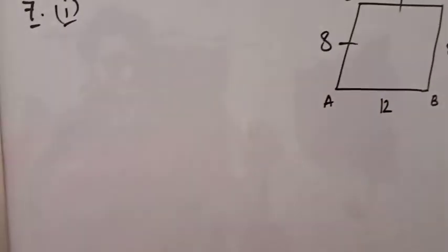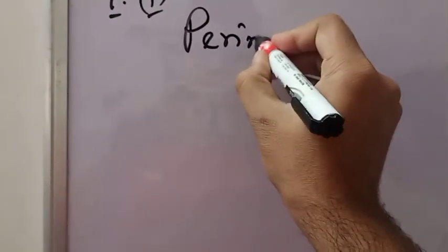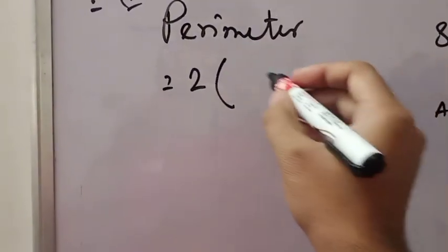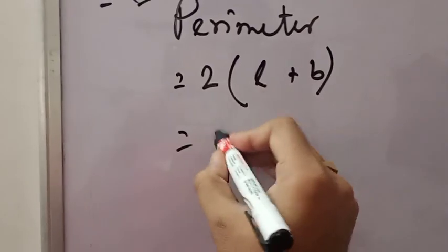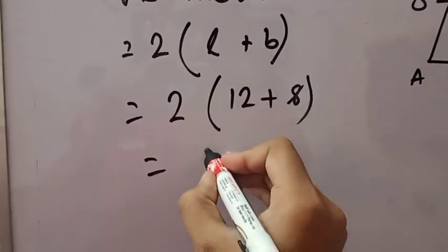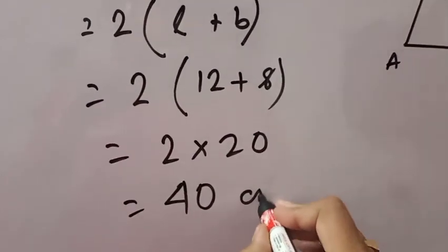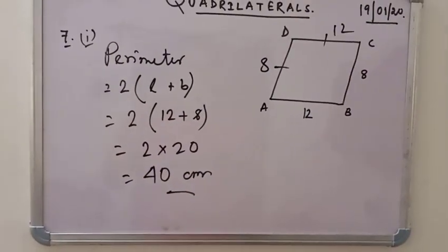Okay. So by this we can write perimeter equals 2 into (L plus B), so 2 into (12 plus 8), that means 2 into 20. This is 40 centimeter. So 40 centimeter is the perimeter here.